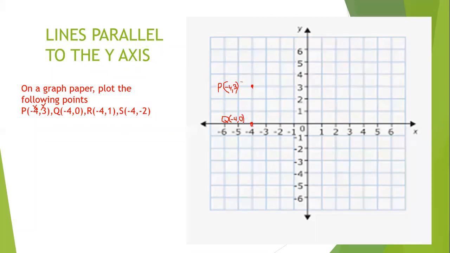Right. The next point is point R and the coordinates are -4, 1. So on the x-axis, we have -4 over here and on the y-axis we have 1 over here. So if we draw the parallel lines, then the point will come over here, right? So I'm just marking the point and I'm writing the name of that point as point R, and the coordinates in the bracket -4, 1.